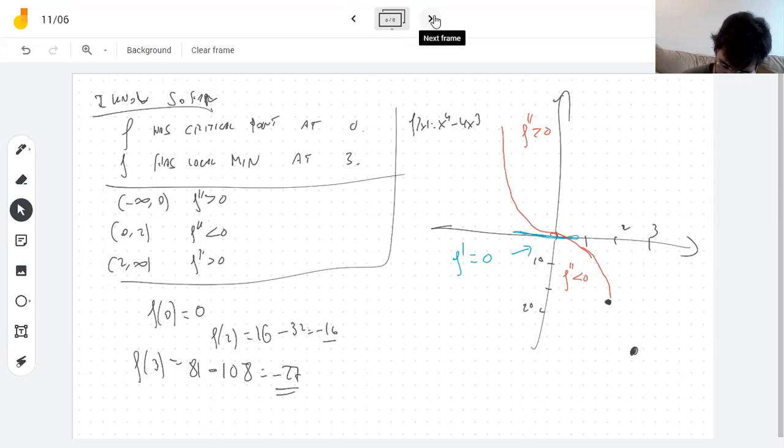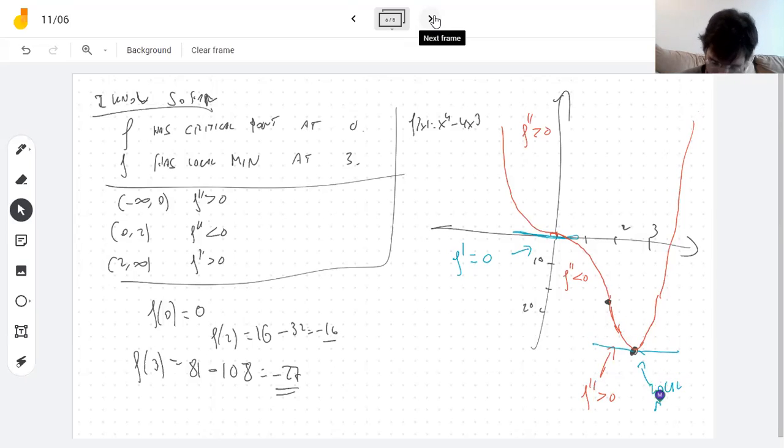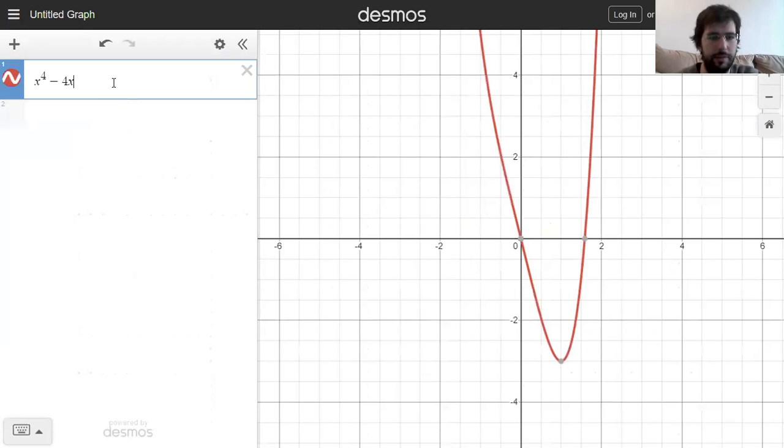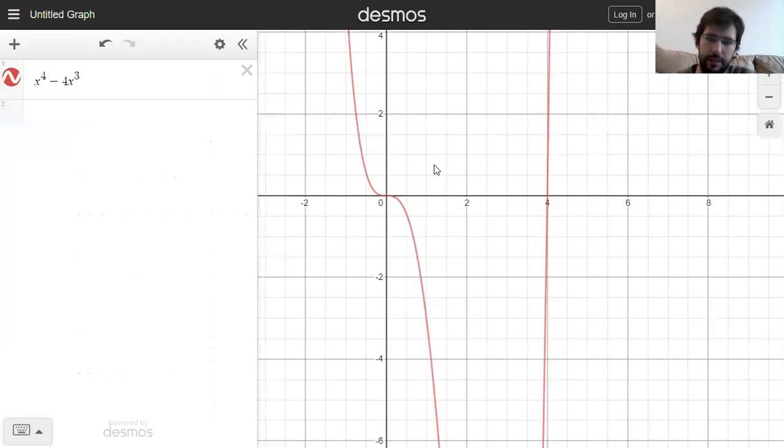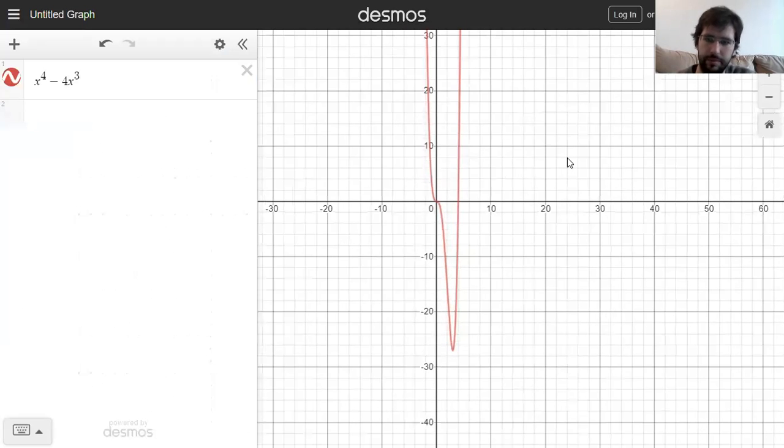And then it starts curving up again. And here I know I'm supposed to have a local min. And that's it. I think I drew a really good picture. Let's see if I'm correct. It's going to look off because of the scale, but other than that, I did an amazing job.